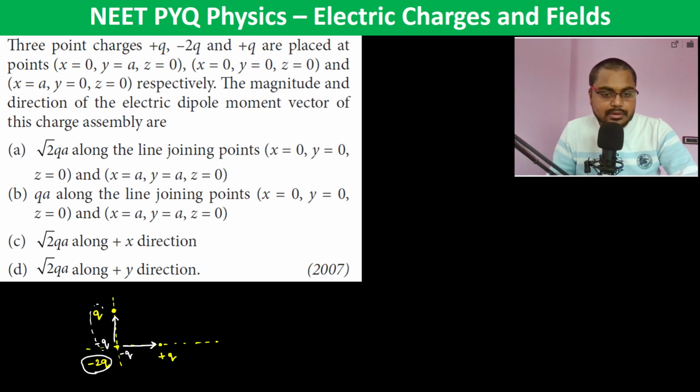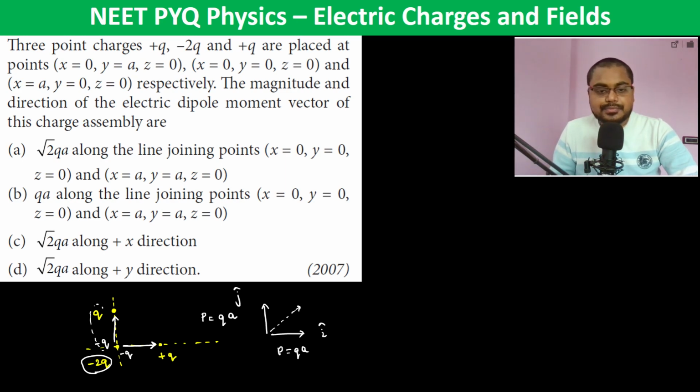So now, here p is going to be q into the distance between both of them, so it's going to be q into a. This is also q into a. This is i cap, this is j cap. So therefore it's going to be in this direction.